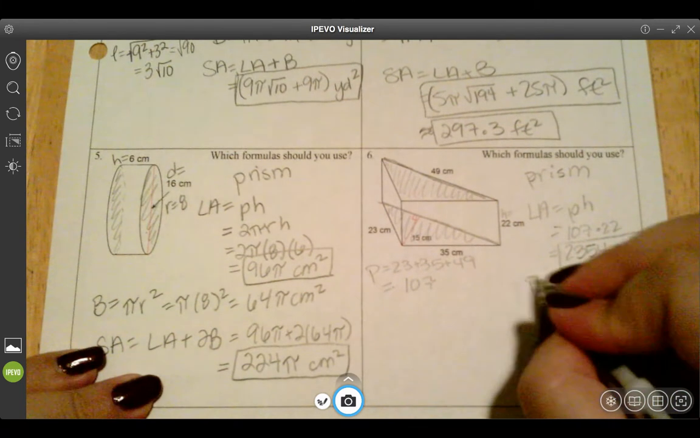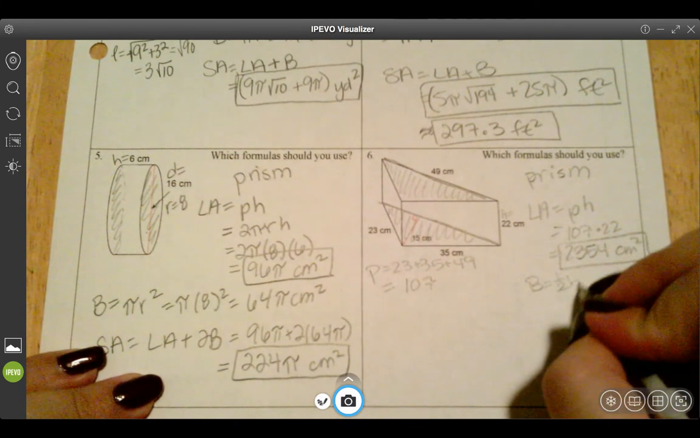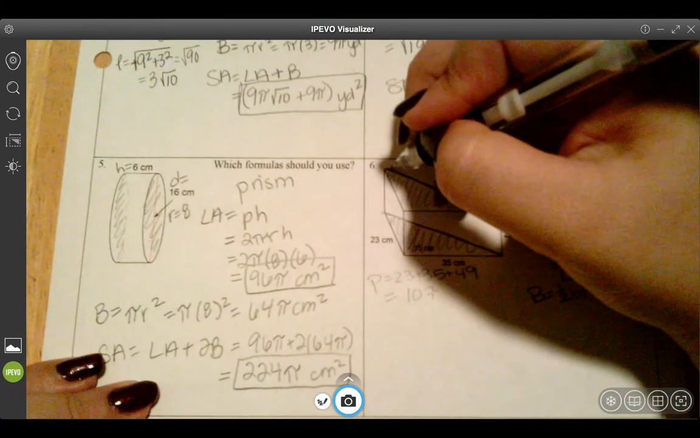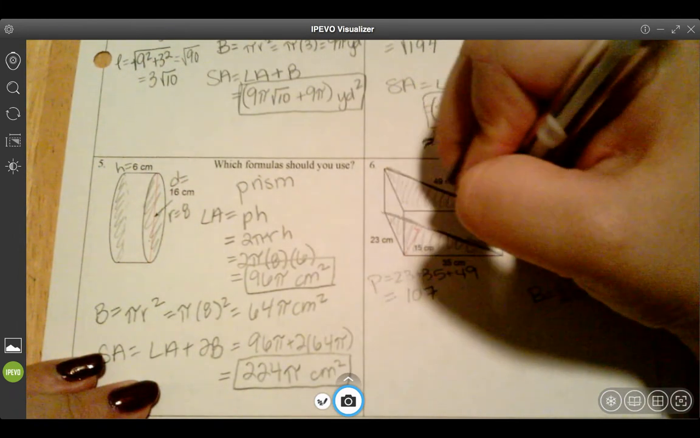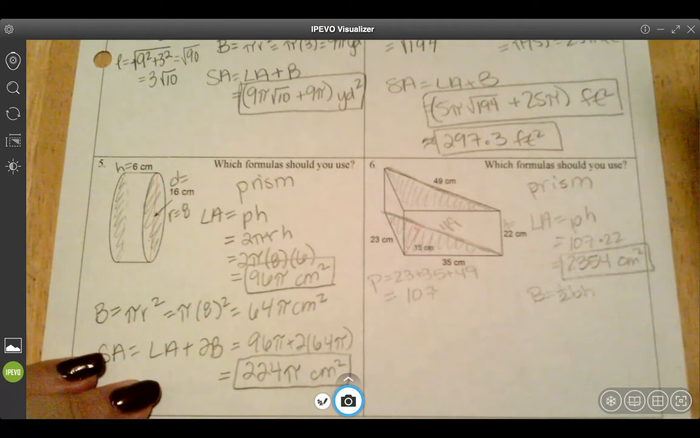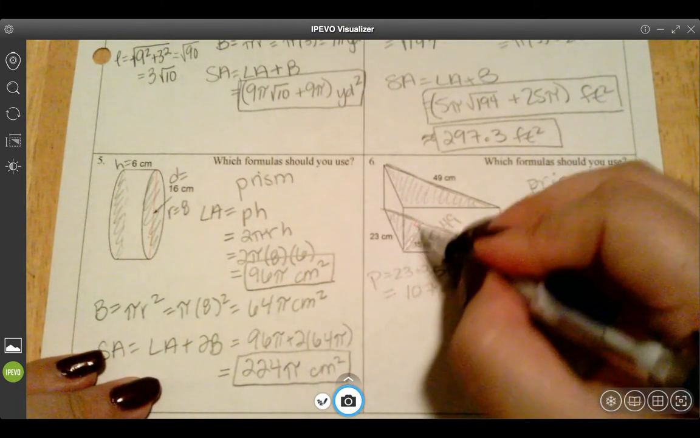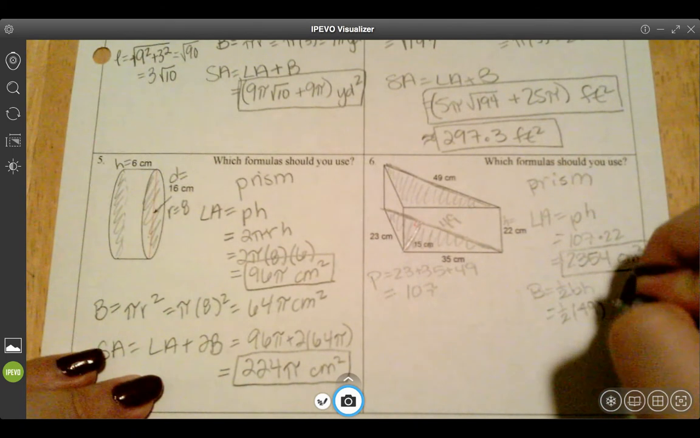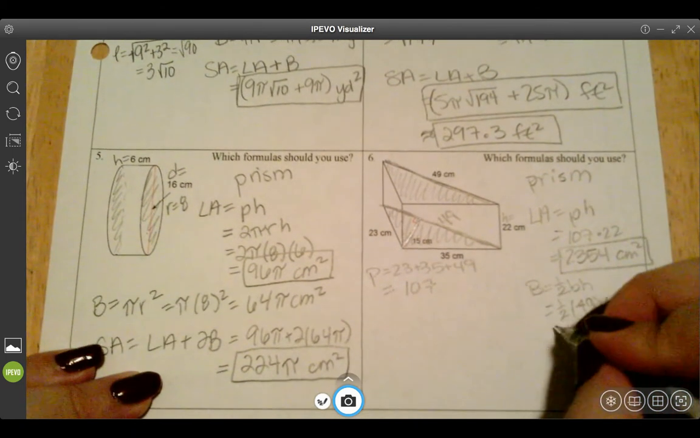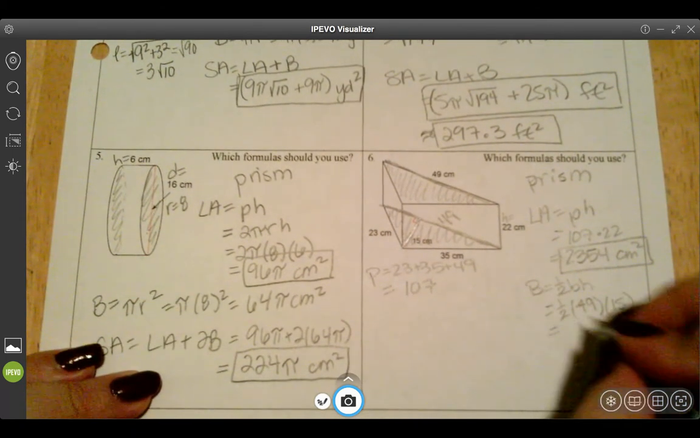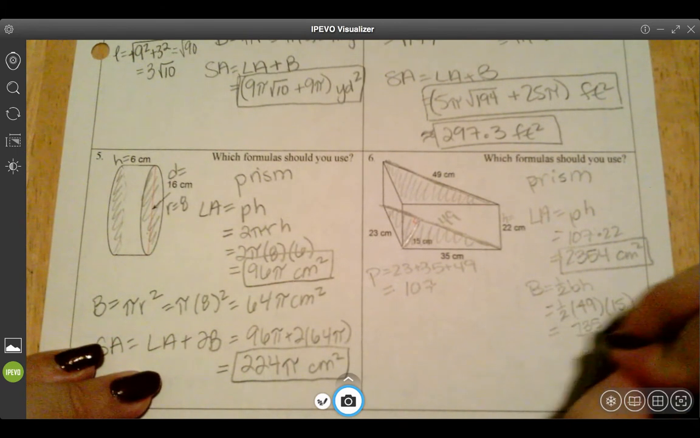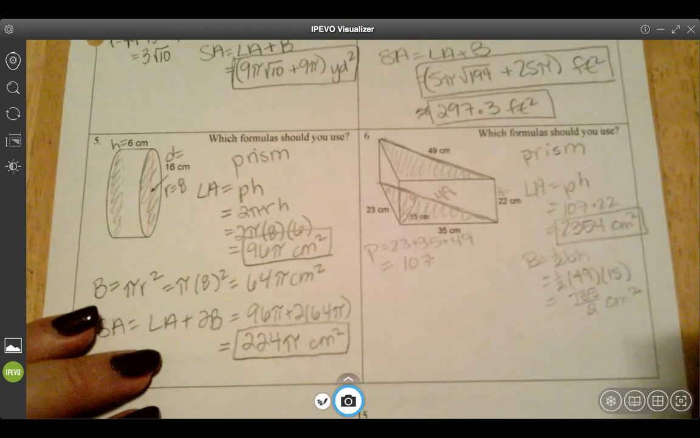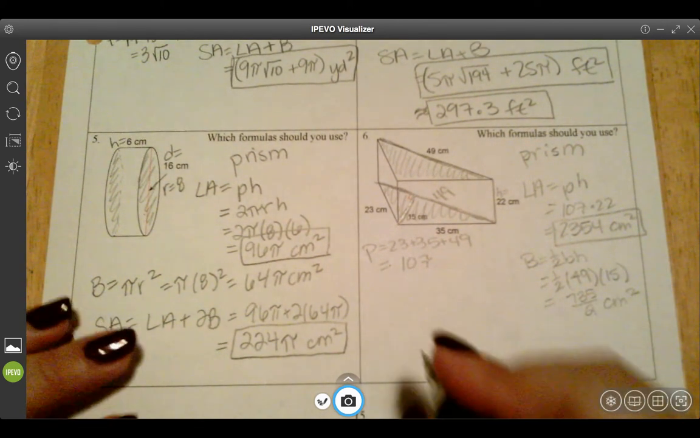Our bases are triangles, that's 1/2 BH. Do we have a perpendicular distance? Yes, we have 49. This one here is 49, which is perpendicular to 15. So that's 1/2, 49, and 15. Into the calculator, that gives us 735 halves squared centimeters. Leaving it as a fraction because I know I'm going to multiply it anyway.